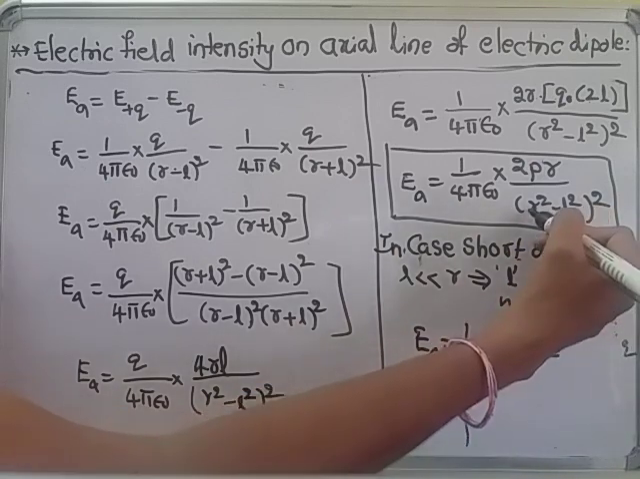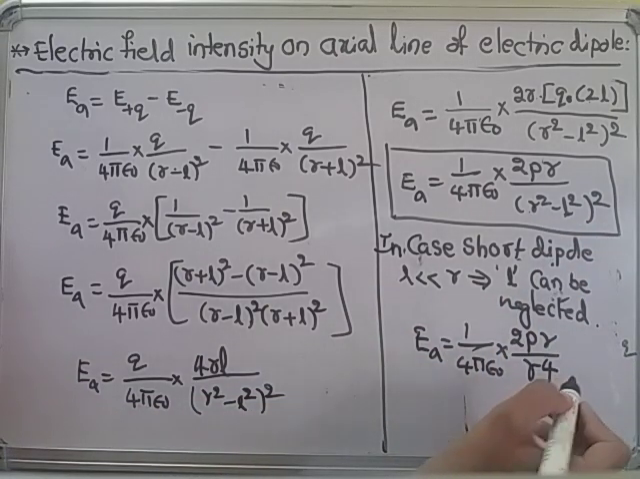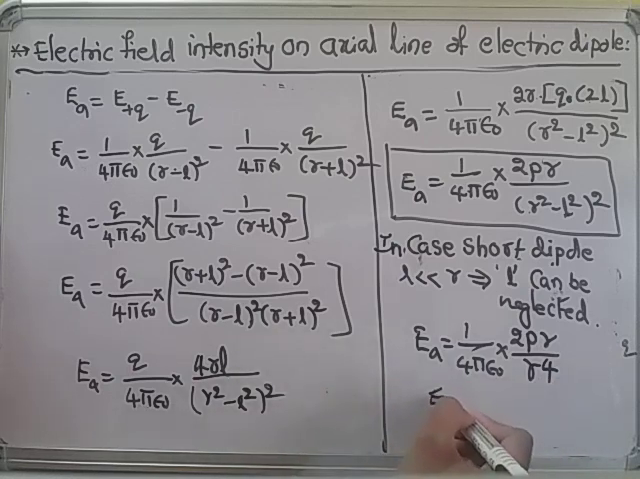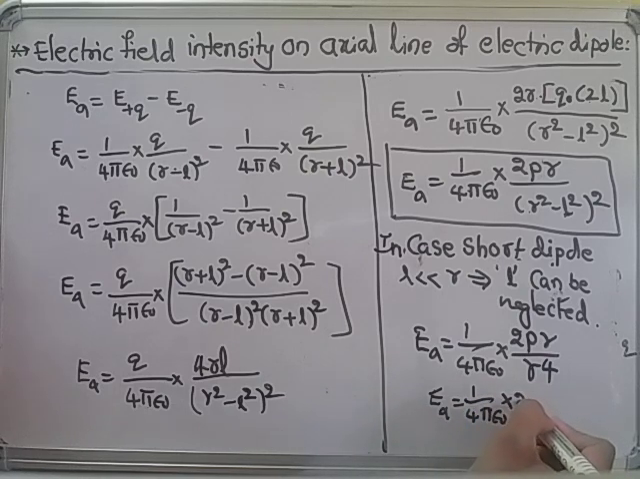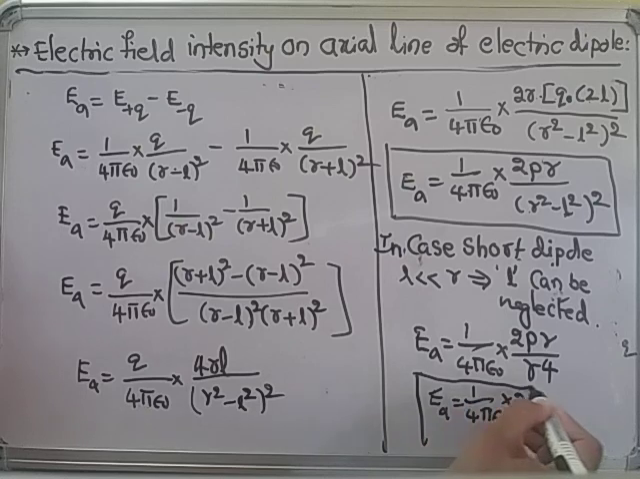And L is 0, so r square whole square gives r power 4. But here the numerator has r, so one r will cancel. Then what will you get as the final formula? That is the electric field intensity on the axial line. The final formula is 1 by 4 pi epsilon naught into 2p by r cube. This is the electric field intensity on the axial line.